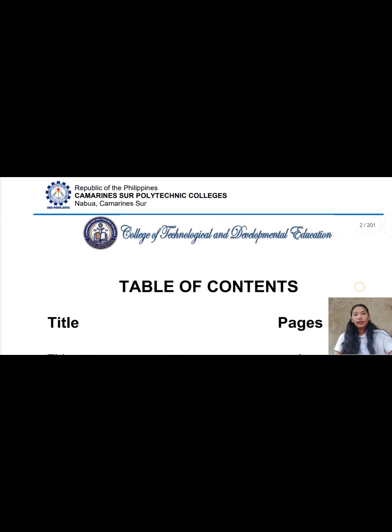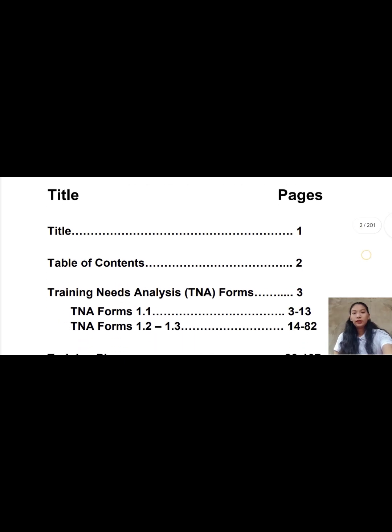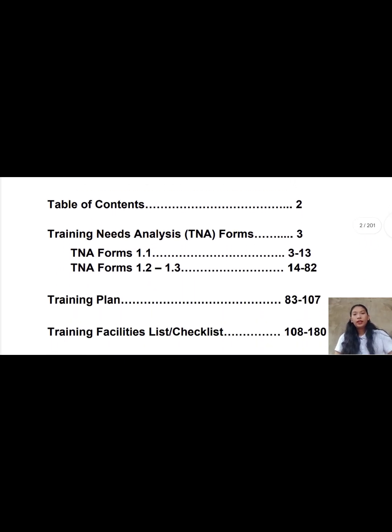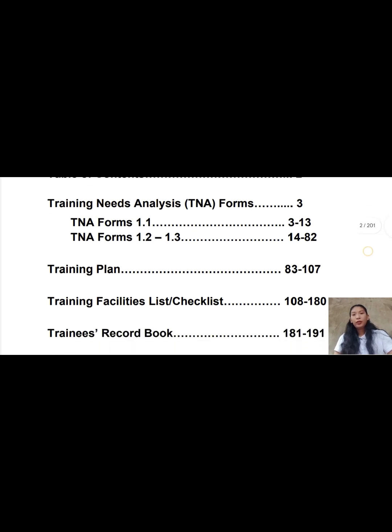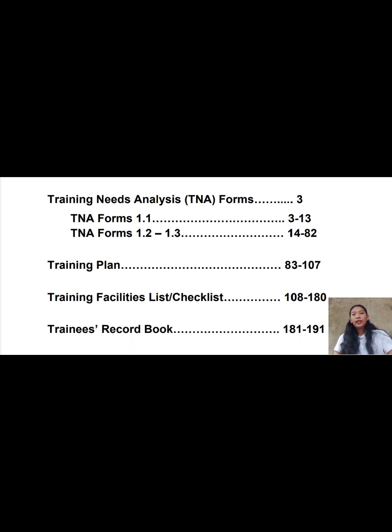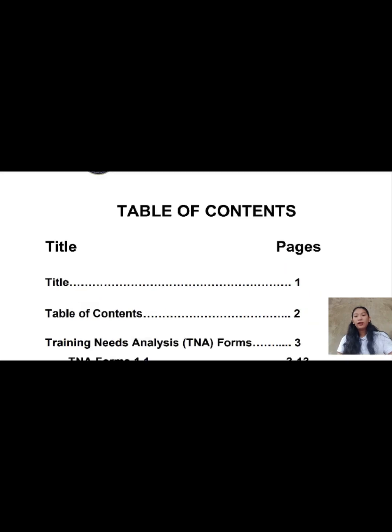This is the table of contents, and we are going to discuss training needs analysis, the TNA forms. TNA Form 1.1 is the form for the respondents to answer. TNA Forms 1.2 and 1.3 are the results for their training needs and training gaps. So this is the table of contents.